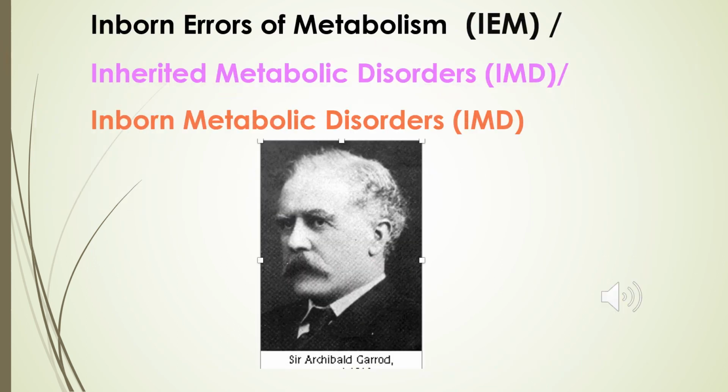Before going to the details of phenylketonuria, which is one of the inborn errors of amino acid metabolism, let us know the brief history of inborn errors of metabolism. It was Sir Archibald Garrod in 1908 who introduced inborn errors of metabolism, otherwise known as inherited metabolic disorders or congenital metabolic disorders. Garrod's tetrad has four conditions, that is alkaptonuria, albinism, pentosuria and cystinuria.